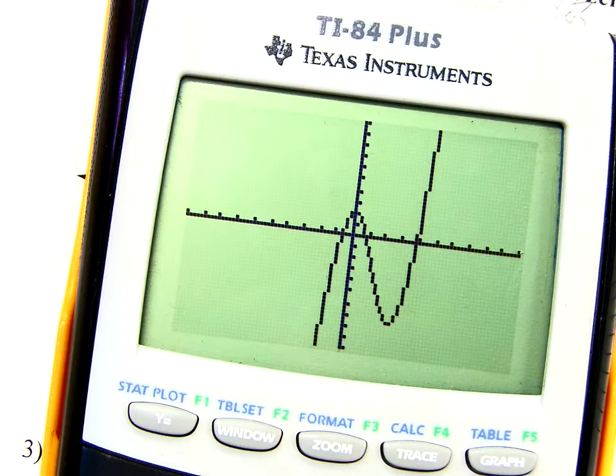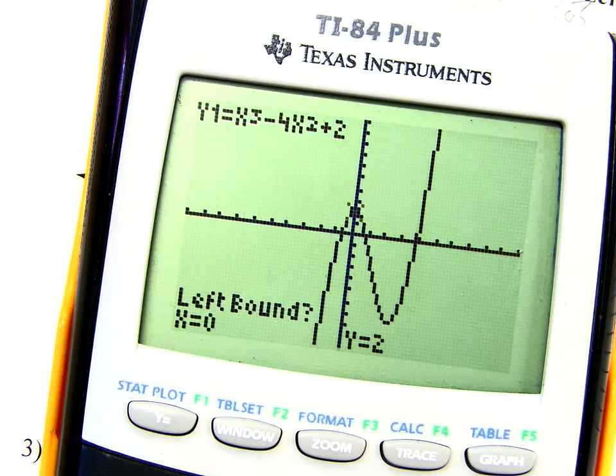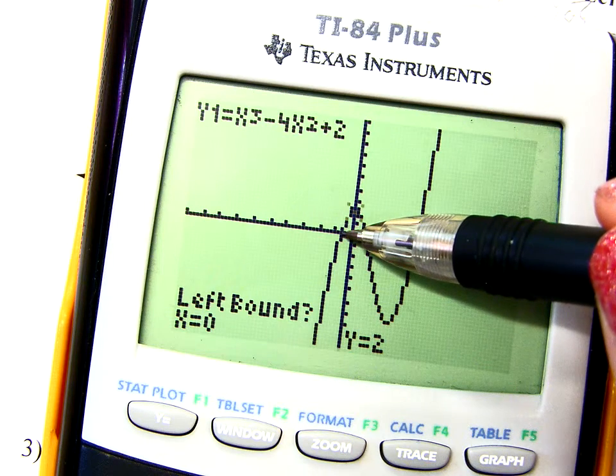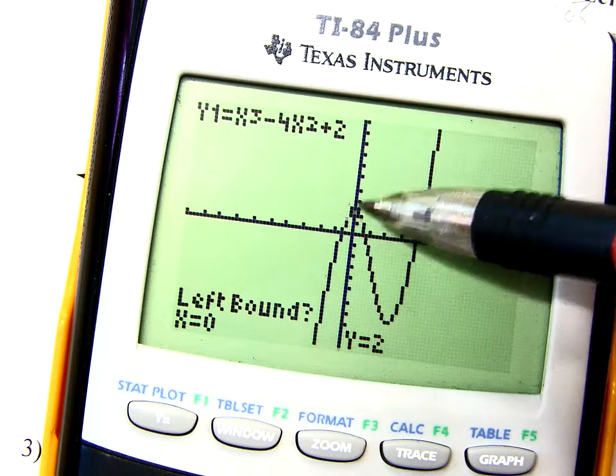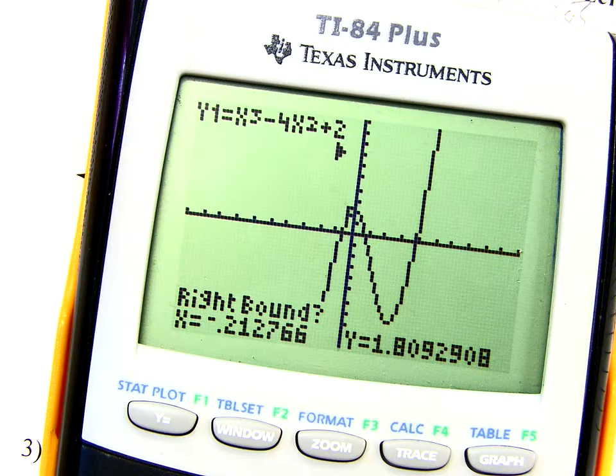I can only find them one at a time. Do you remember what you hit to find them? Second calc, and if I'm looking for x-intercepts, I'm going to choose choice 2, I want the zeros. So assuming I want to find this leftmost one first, your blinky guy appears, make sure you move him to the left of that, and then move him to the right of it.